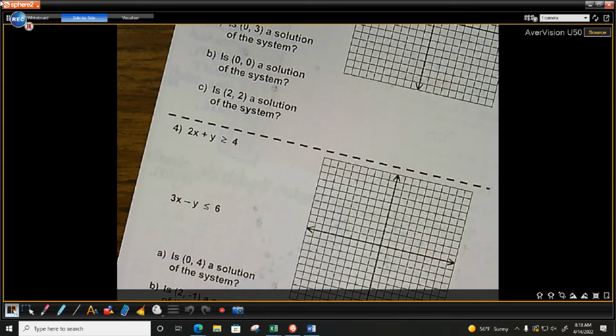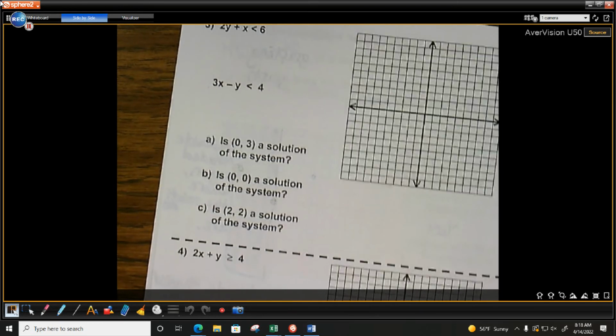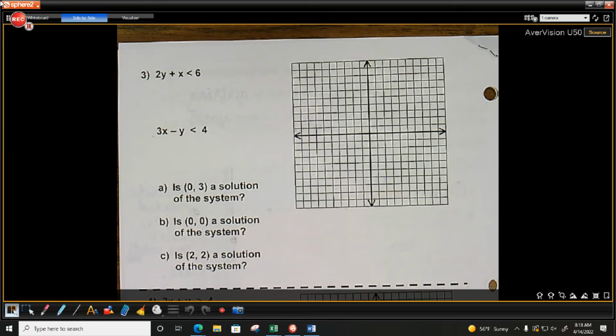This one is not solved for y. No good. Don't make fun of me.